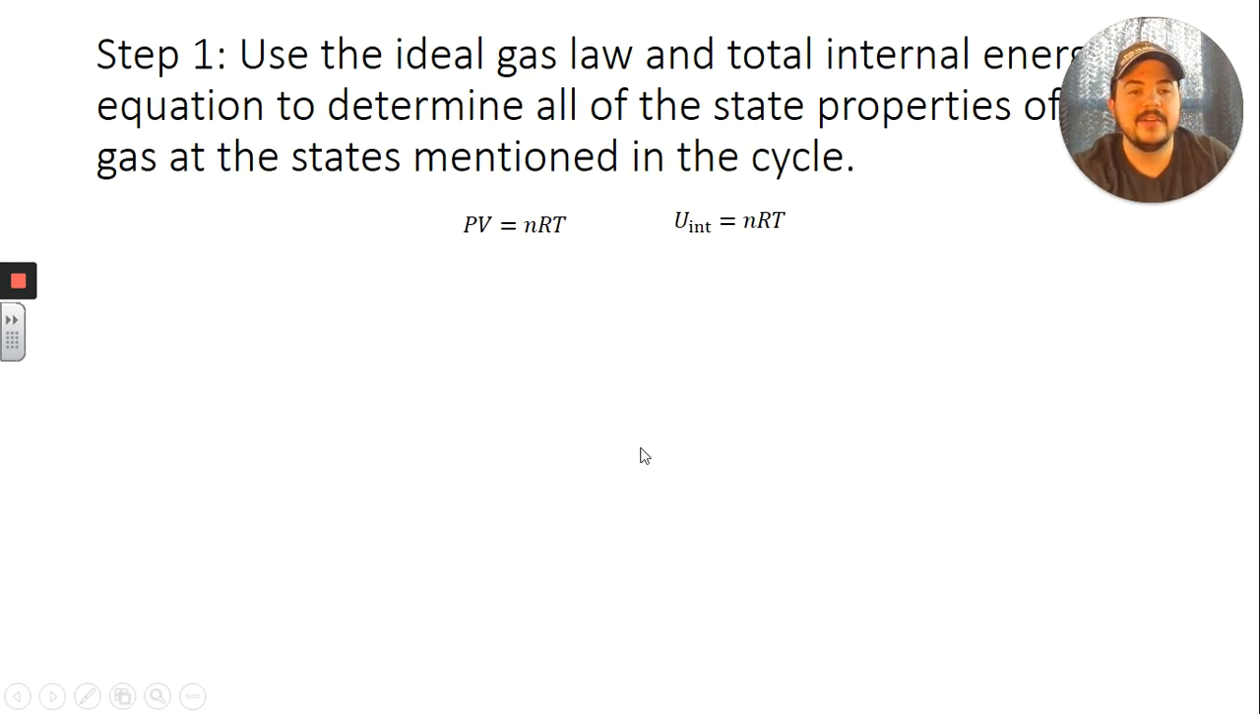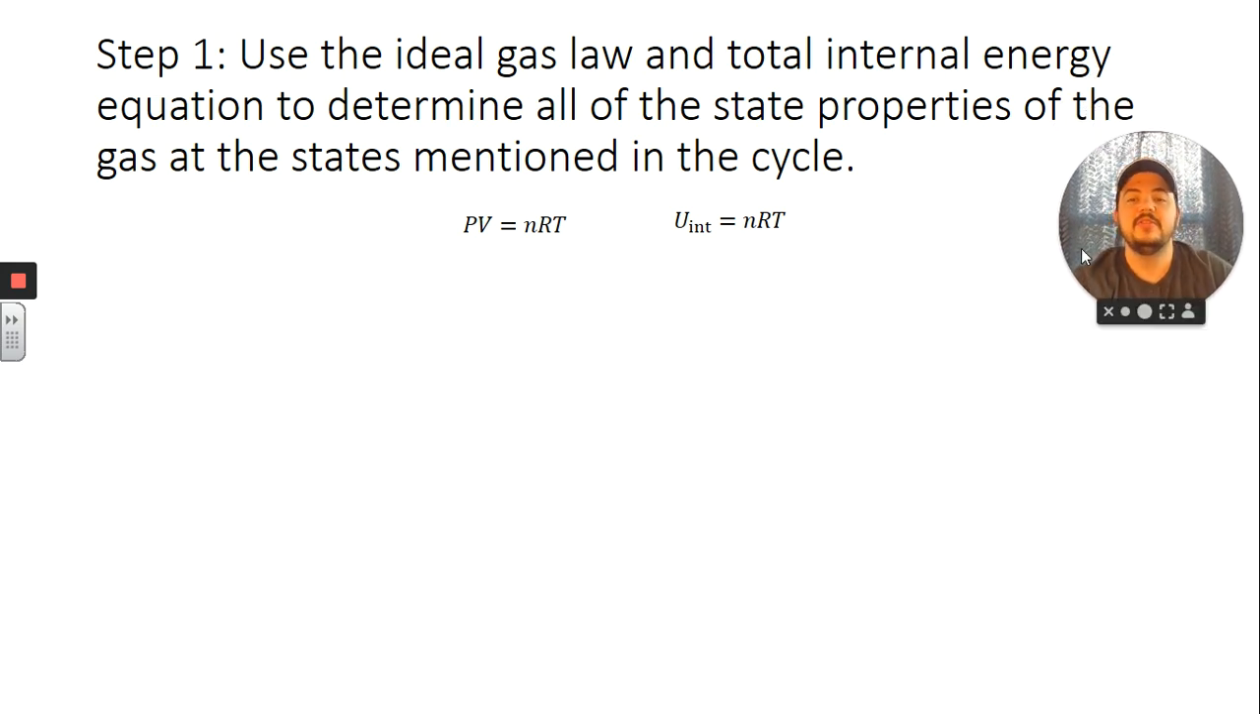All right, so here is step 1. We want to use the ideal gas law and our equation for total internal energy to determine the properties of each of the 4 states mentioned in that cycle. So we've got our ideal gas law, PV equals nRT, and our equation for internal energy. Remember, T is how much energy one particle has, multiplied by something related to how many particles we have altogether, and you get the total amount of energy for all of the particles. So anyways, let's go ahead.